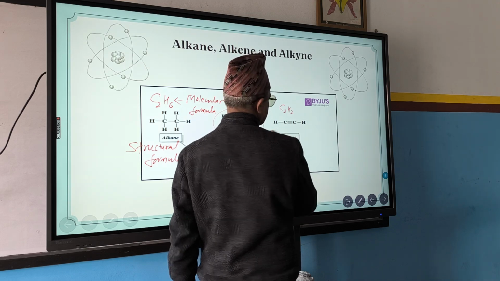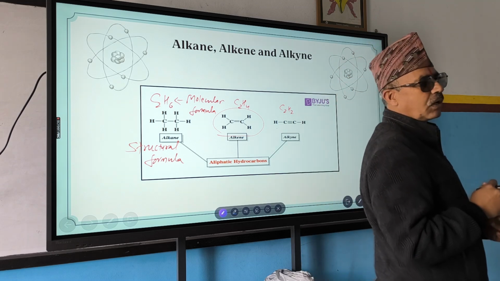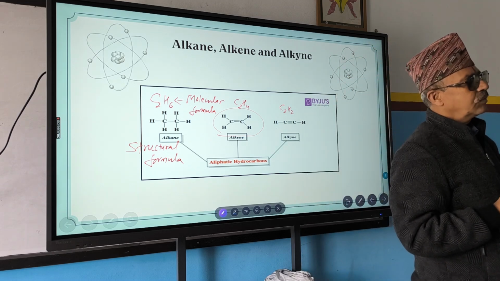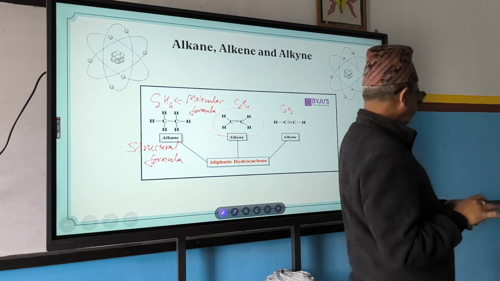C2H2, and this is the structural formula. Mainly, we have to remember the structural formulas of these hydrocarbons and their derivatives or compounds.